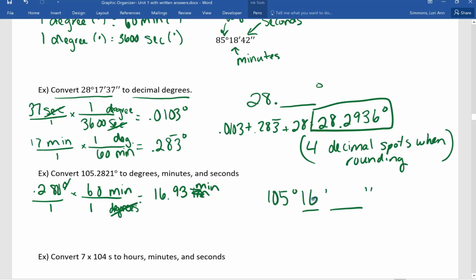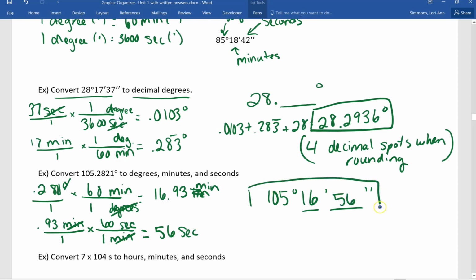So we have 16 minutes, that's going to go in our minutes. Now we have 0.93 minutes that's left over. We want to know how many seconds 0.93 minutes is. So 1 minute is equal to 60 seconds. This way the minutes cancel because one's on top and one's on the bottom. When you multiply 60 times 0.93, you get 56, and seconds remain, so second is your unit. So 56. This is your answer.